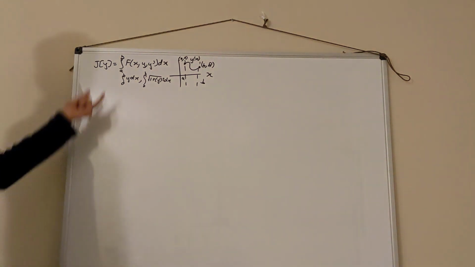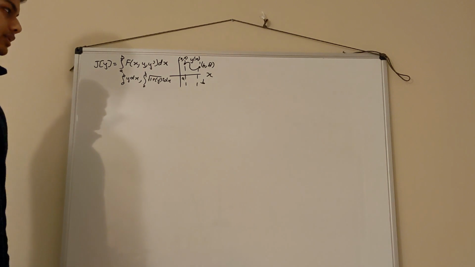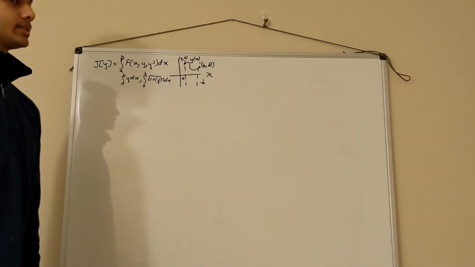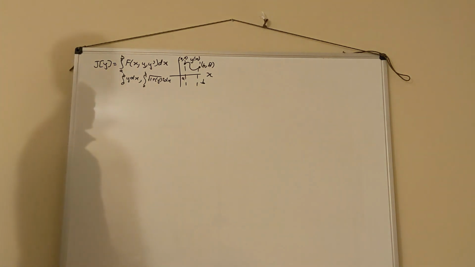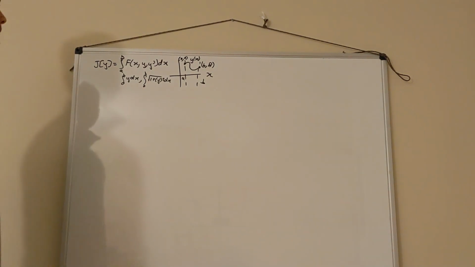And so our idea is we want to find something associated to this called the first variation. And using that first variation, we'll set the first variation equal to 0, which is analogous to setting the derivative of a function equal to 0. And that'll allow us to find extreme values of our functionals.